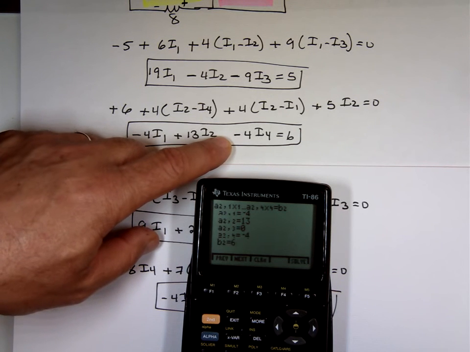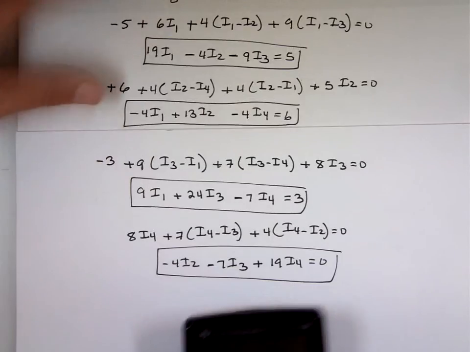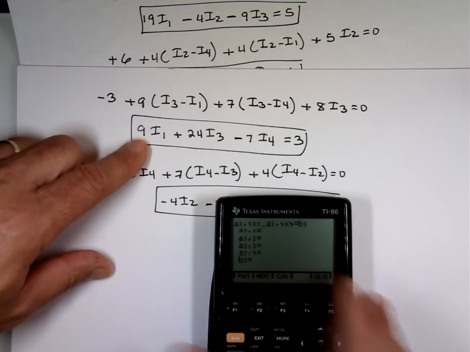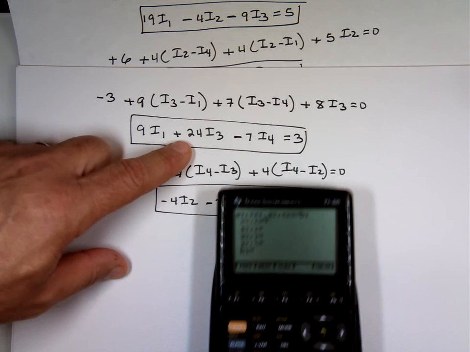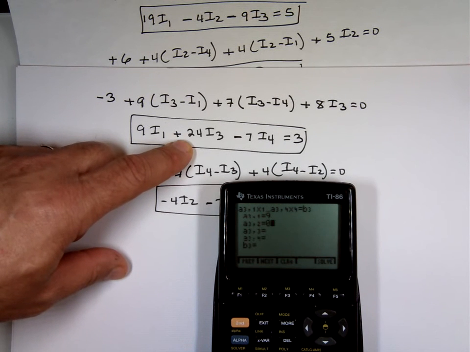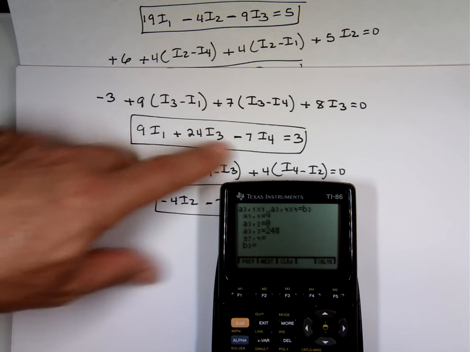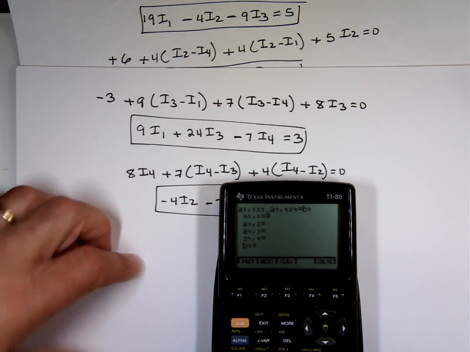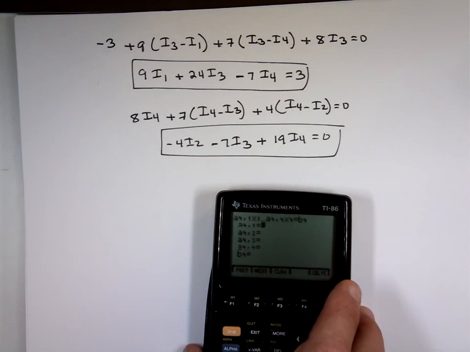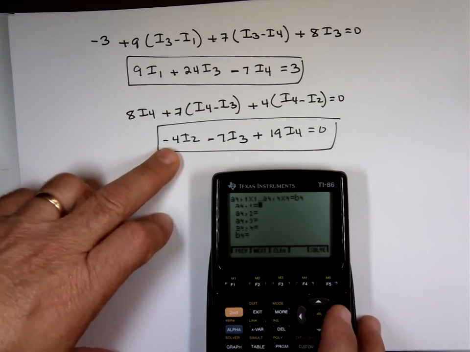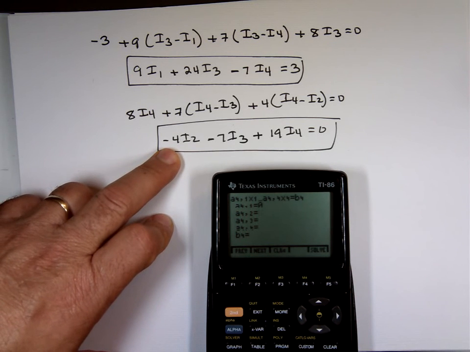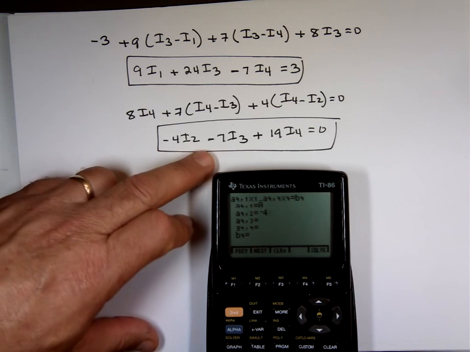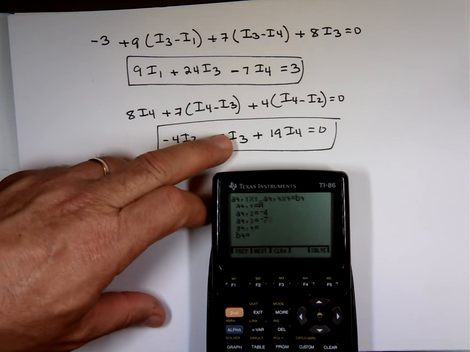The next one, I sub 1 is 9, I sub 2 is not there, 0, I sub 3 is 24, I sub 4 is negative 7. And the answer is 3. And the last one, I sub 1 is not here. Notice it's missing, that's 0. I sub 2 is negative 4, I sub 3 is negative 7, 19, and my answer is 0.